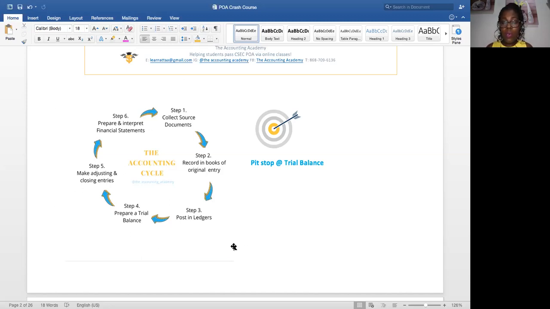These are the 6 steps that they ask for. Okay, so step 1 looks at collecting source documents. Step 2 is recording in any books of original entry. Step 3 says post in the ledgers. Step 4 is to prepare a trial balance, and that's where we're going to have a little pit stop today. Step 5, make adjustments and closing entries. Step 6, prepare and interpret financial statements. And then you go all over again, right? Because it is a cycle.